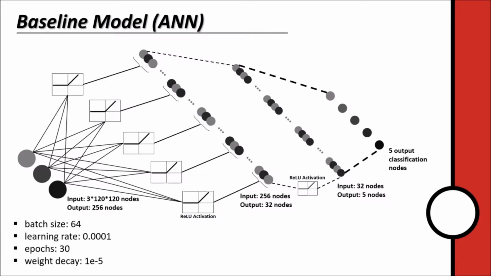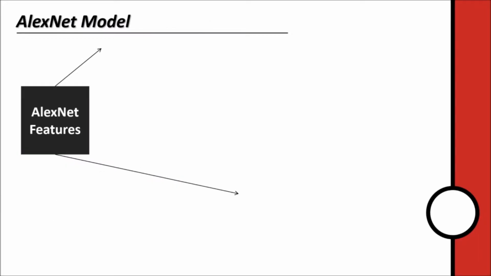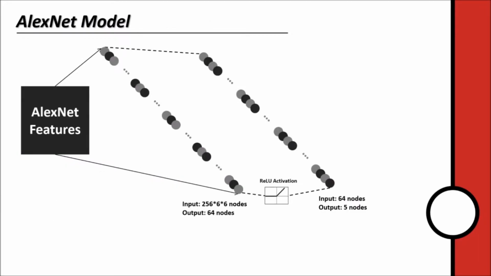To improve results, we try implementing transfer learning with AlexNet. The AlexNet model trains a 2-layer ANN classifier on AlexNet feature representations of our dataset. These features are 256 by 6 by 6. Like the baseline, we are also using ReLU activation functions.